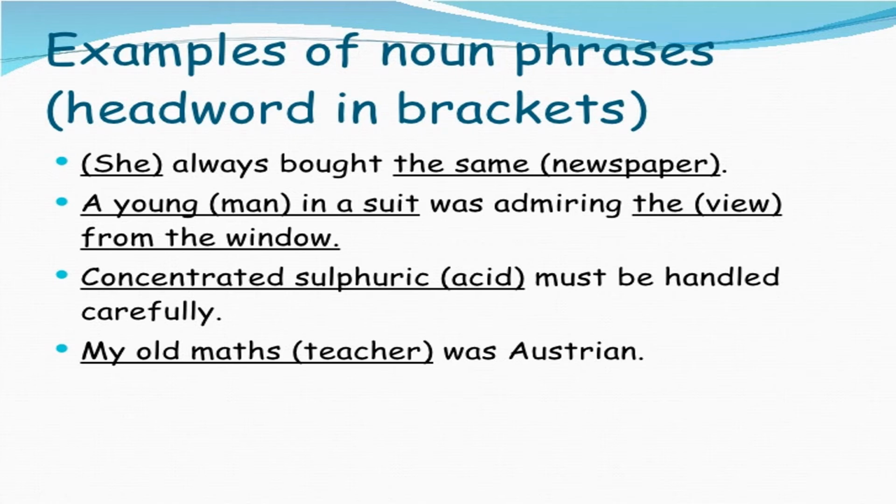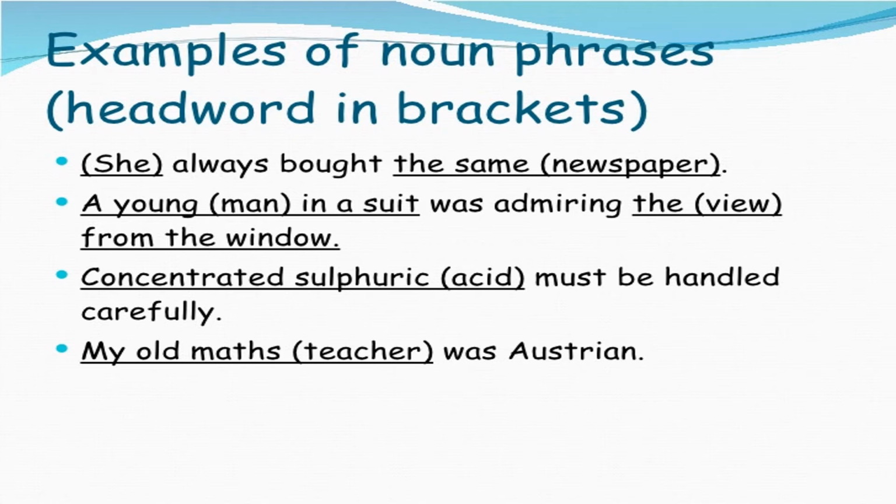She always bought the same newspaper. Here it is underlined, but suppose it is given in an exercise, how will you identify it? She always bought. What did she buy? The same newspaper. Next sentence: A young man in a suit was admiring the view from the window. What is the young man in a suit admiring? The view from the window. So here the noun phrase is the view from the window.